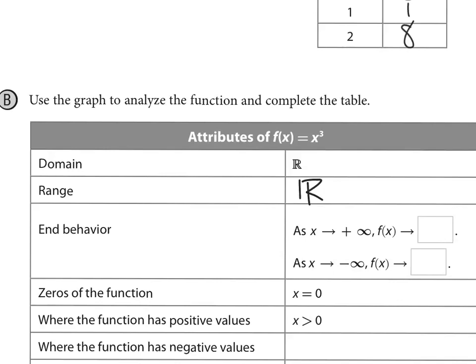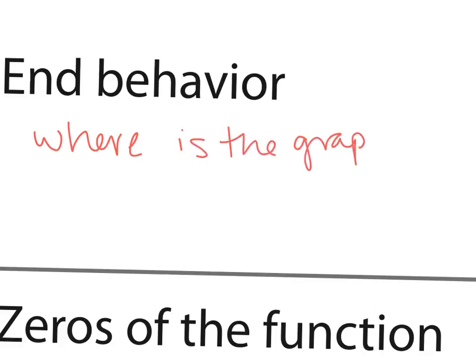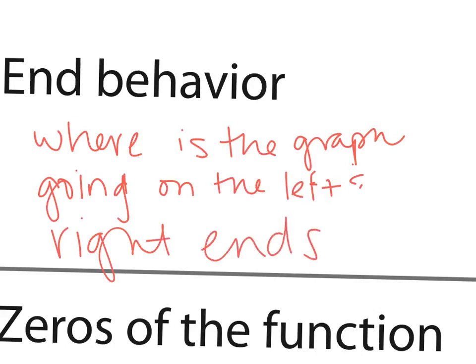So the next part is end behavior. Now, you told me just a second ago when I asked you, what happens at the end? I'm going to give you a very broken down definition of this to help you understand it and to be a little more specific than that. It's where is the graph going on the left and right sides. That's what end behavior is. Where is the graph going on the left and right ends?